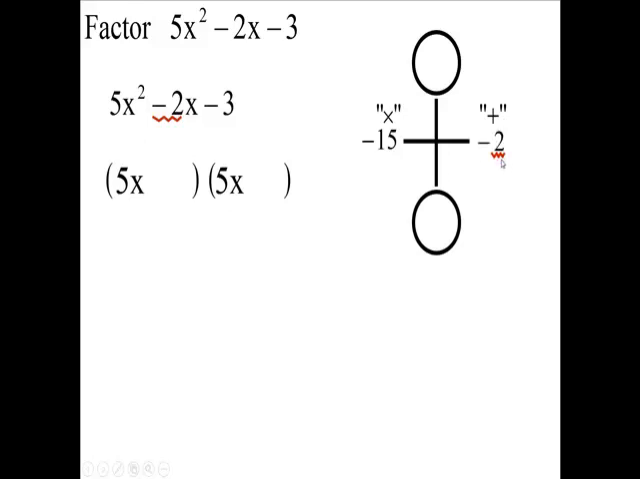So these are the factors of 15. I have 1 times 15 and 3 times 5. That's all that goes into 15 evenly. To get a minus 2, we're going to use these two. Notice the signs are different. And notice the larger of them is minus because I want to add a negative 5 and a plus 3 to give me a minus 2.